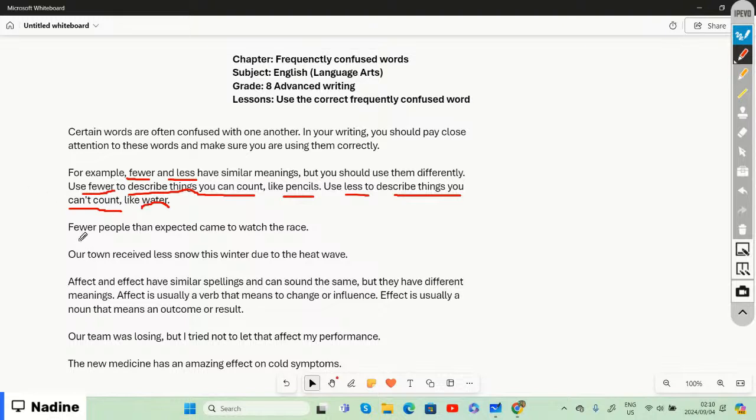And yet, it even says, fewer people than expected came to watch the race. And that is why I'm saying, even people you can count. So, even people, we will say there are fewer people, because remember, for anything that you can count, we use the word fewer. Something that you cannot count, we use the word less.